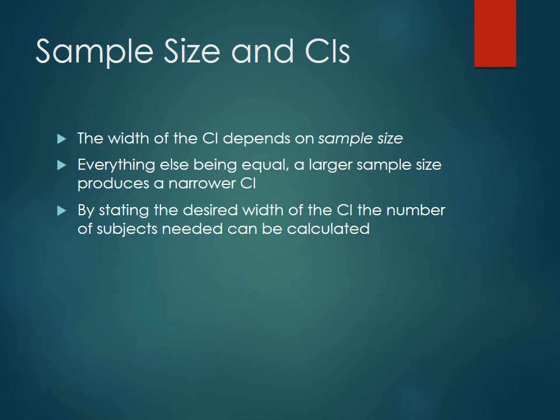So remember that our confidence interval depends on the sample size. As that increases, we're going to see a drop in our confidence interval. And so again, by stating the desired width of the confidence interval, the number of subjects needed can be calculated. And this kind of goes back to your power calculations when you're deciding before you even start the study.